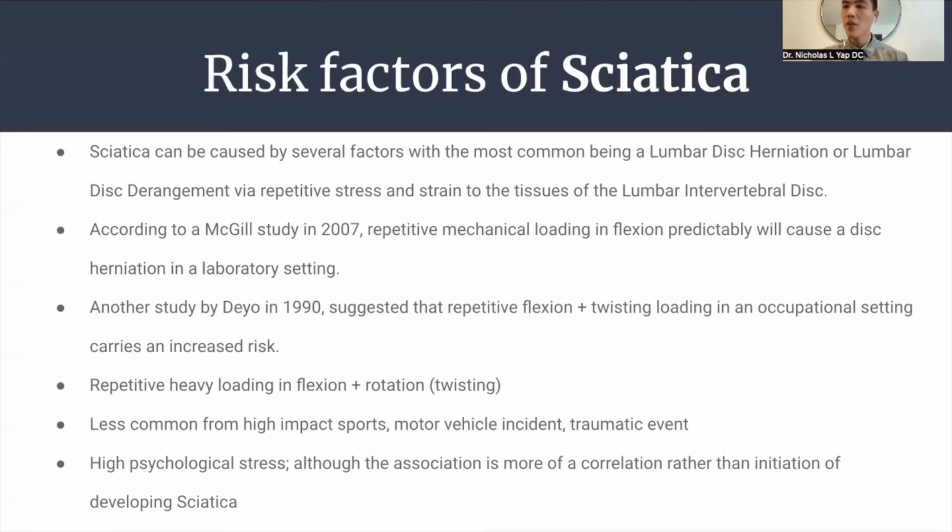And another way to potentially develop sciatica is from a motor vehicle incident. Now, with the seatbelt and the waist belt in place in the car, the more severe the motor vehicle injury, the higher the risk of somebody injuring the tissues in the lower back, leading to sciatica. And lastly, a traumatic event.